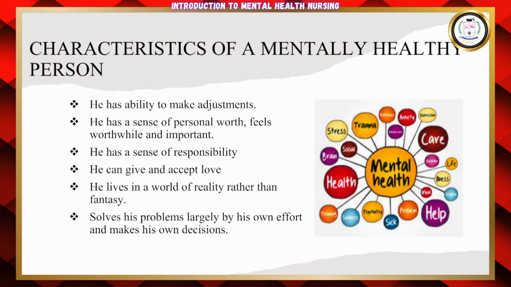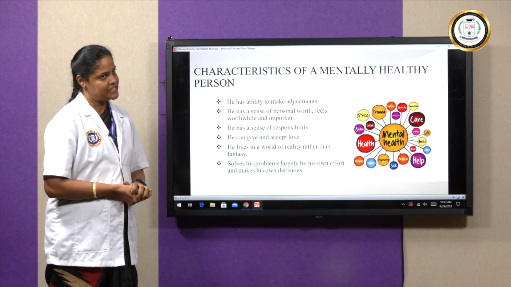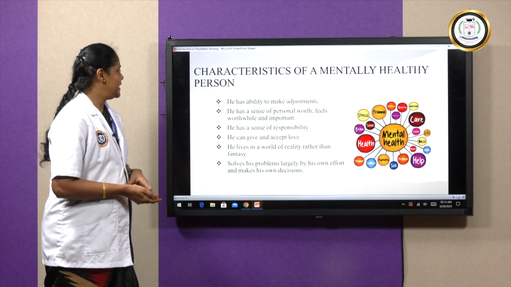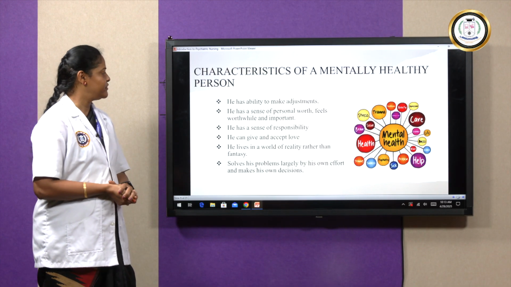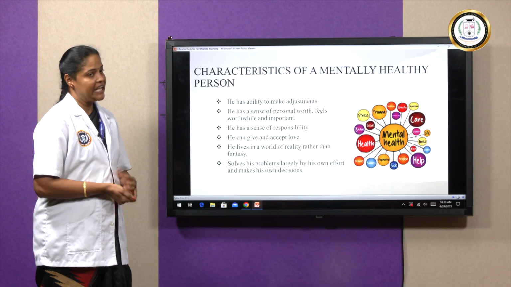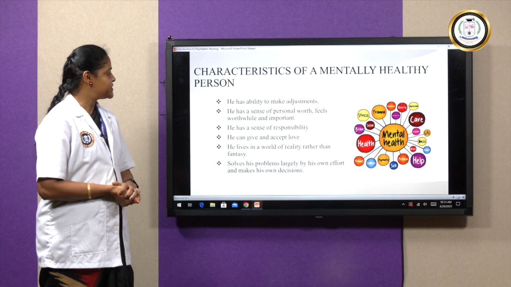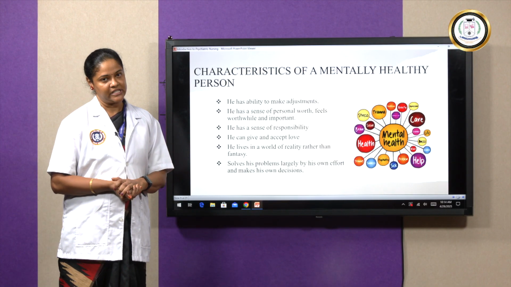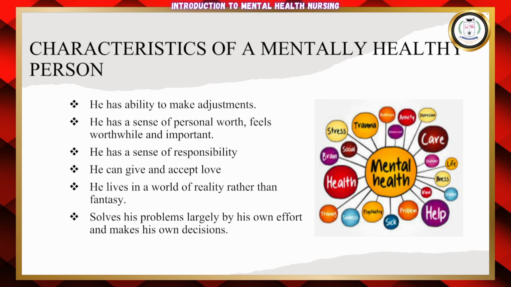The next one, I move on to the characteristics of the mentally healthy individual. A mentally healthy individual has the ability to adjust in the environment, and he has a sense of personal worth, feels worthwhile and important. He has a sense of responsibility. He can give and accept love. He lives in a world of reality rather than fantasy, and he solves his own problems by his own effort and makes his own decisions. So these are the characteristics of a mentally healthy individual.